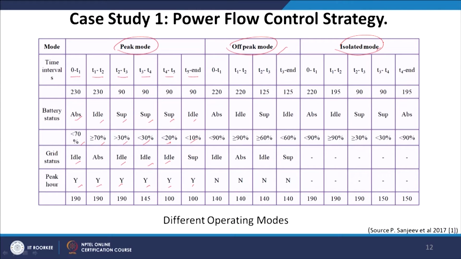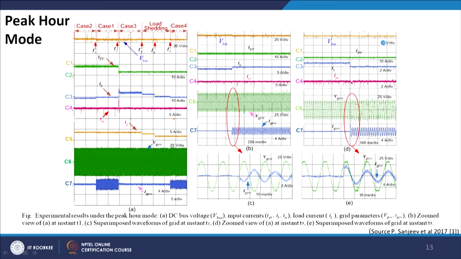Now, we will get into the hardware simulation, which is very important. I need your attention, please focus. For the peak hour mode, we can see there are many characteristics, and I will explain them one by one, very slowly. This is my time period T1, and this is T2, T3, T4, and T5, and this is basically the DC bus voltage.